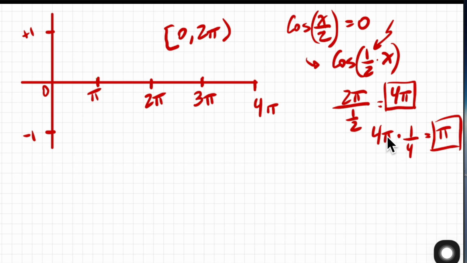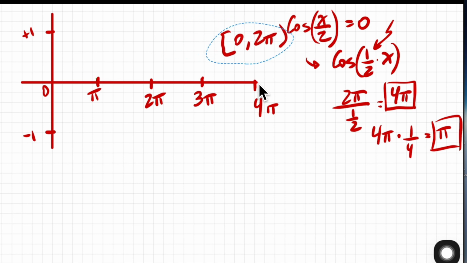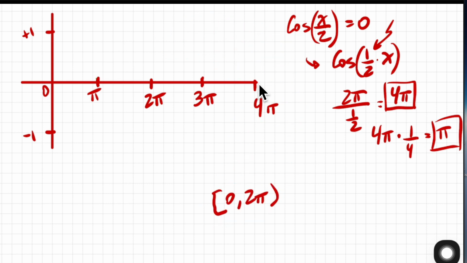Always divide your period into 1/4 aliquots. You multiply by 1/4, you get pi. That means we're going to march by pi. 1 pi, 2 pi, 3 pi, 4 pi. That's when things happen over 1/4 of a period sections. Okay, here, cosine starts at a max of 1.